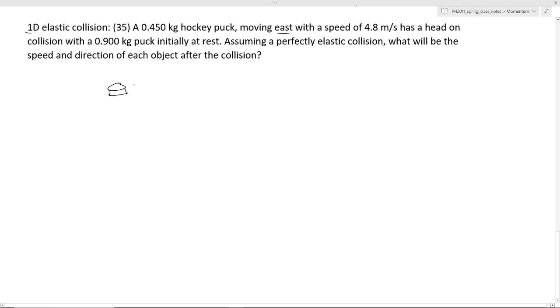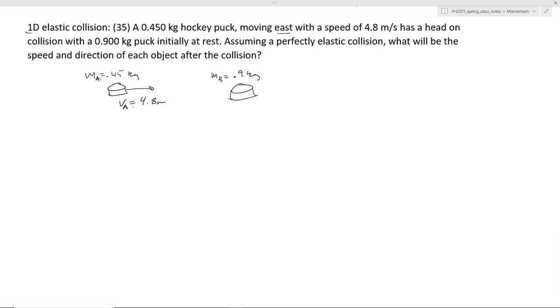So we have a puck, 0.45 kilograms. It has some initial velocity. And then it's going to hit into a 0.9 kilogram puck that's at rest. If we're going to use the notation that they use in your book, we can call these mass A and mass B, and VA and VB, respectively.